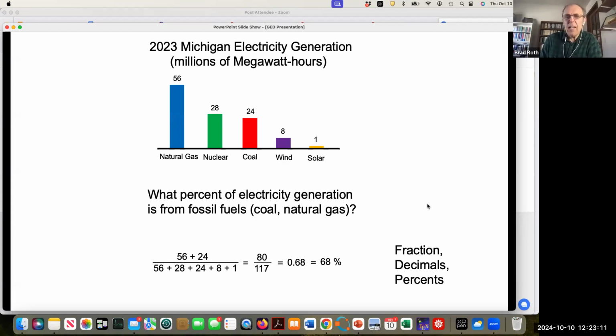So that's the kind of thing you're going to have to be able to do for the vast majority of the questions, is just be able to interpret data.